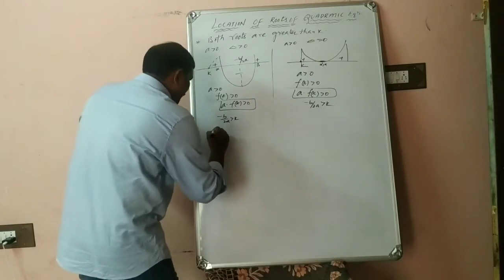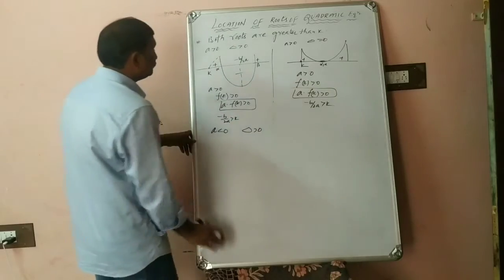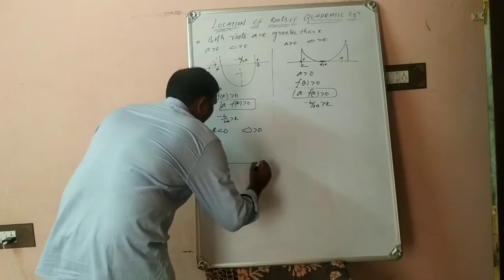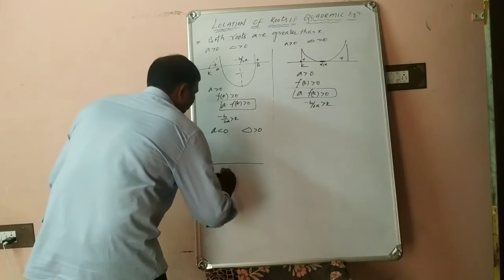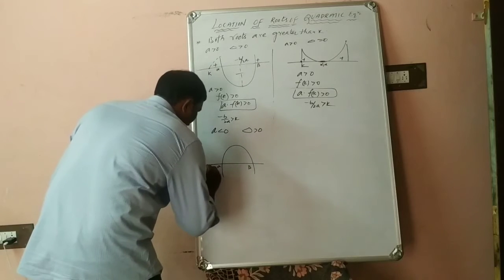In the case of a less than 0, with the same delta greater than 0, a is negative. Now when a is negative, you will get a downward parabola with distinct roots. So it will intersect at two points, alpha and beta. Both the roots must be greater than k.